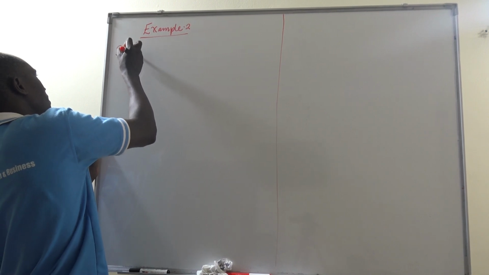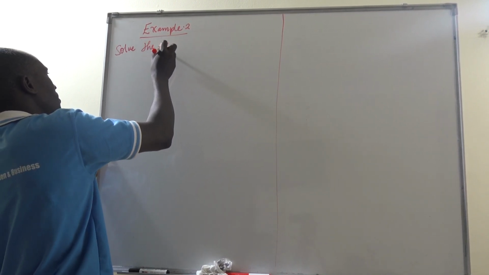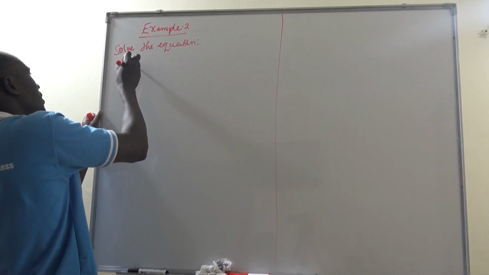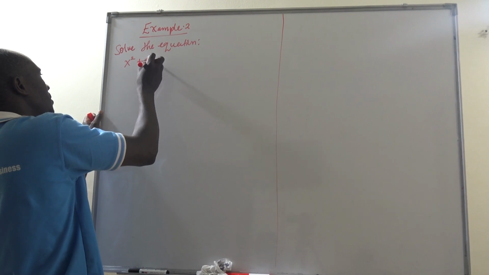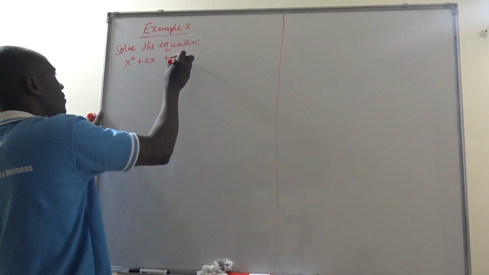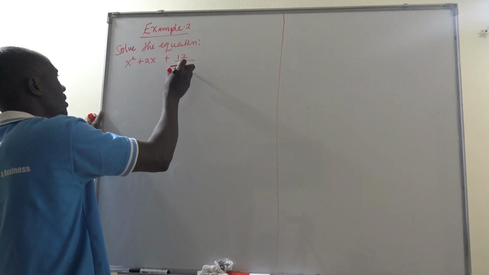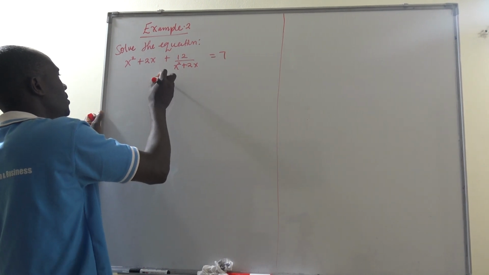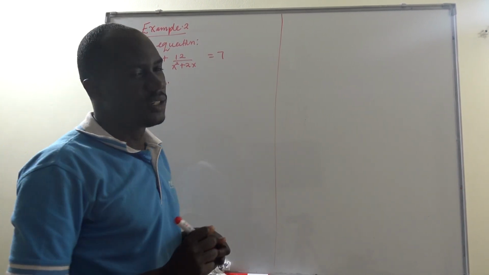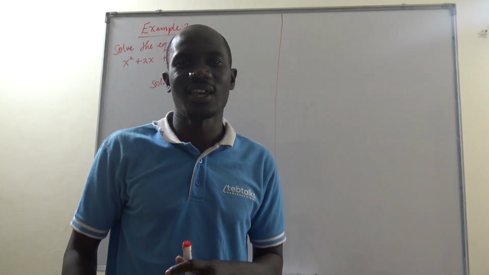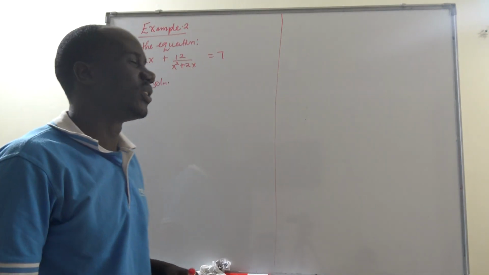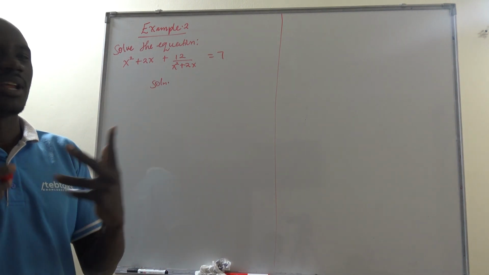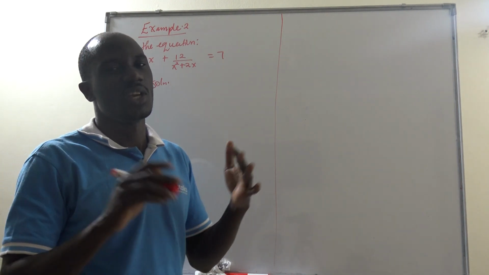Solve the equation: x squared plus 2x plus 12 all over x squared plus 2x equals 7. Solution. I want you to first pause your video and look at what the question is saying. It says solve the equation x squared plus 2x plus 12 all over x squared plus 2x equals 7.